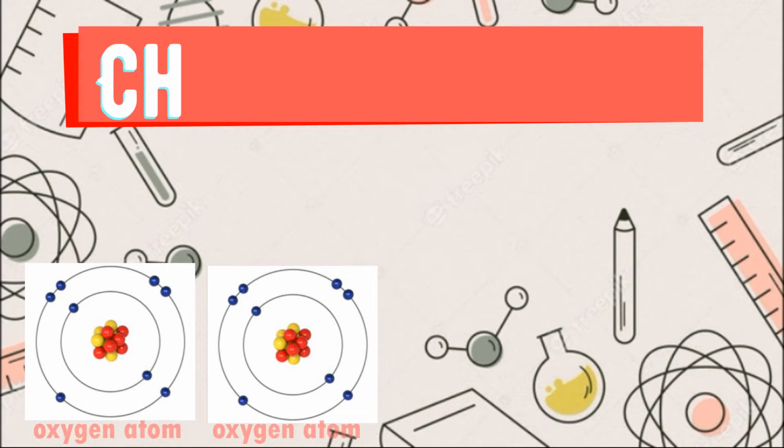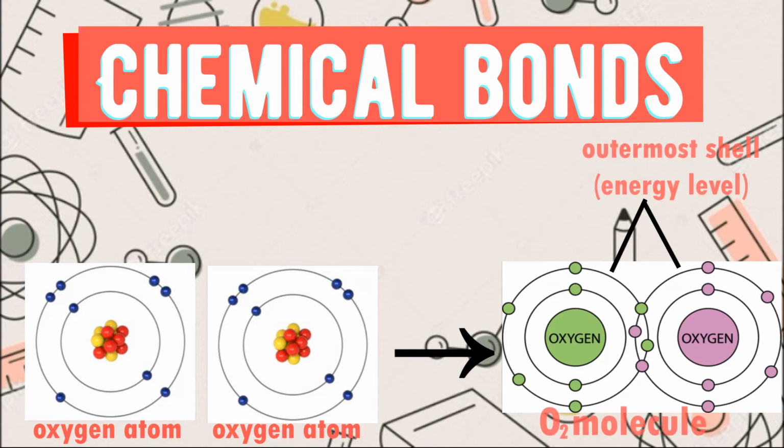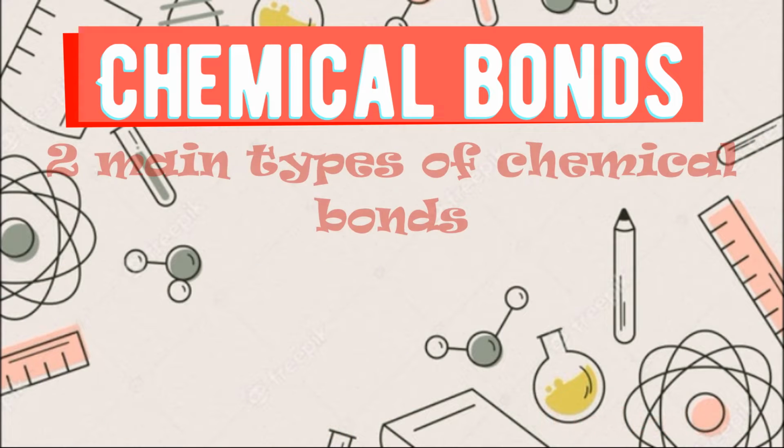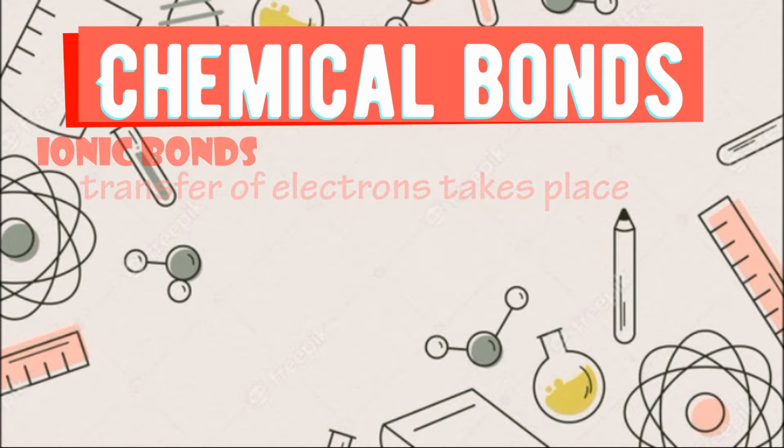Chemical bonds. The interactions of two or more atoms mainly at the outermost shell, energy level. The consequence of these interactions results in a chemical reaction. There are two main types of chemical bonds: ionic bonds and covalent bonds. Ionic bonds are bonds where the transfer of electrons takes place. Let's see how this type of bond works.